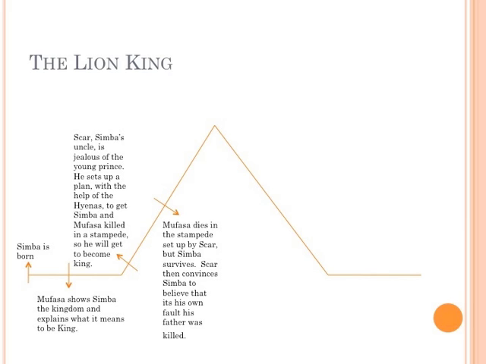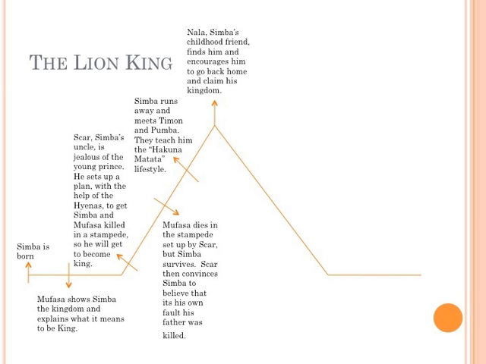In that stampede, unfortunately, Mufasa dies, but Simba survives. Scar then convinces Simba to believe that it's his own fault that his father was killed. So Simba, believing that it's his own fault, runs away and meets Timon and Pumbaa, and they teach him the Hakuna Matata lifestyle. Here we have the first part of the climax where Nala, Simba's childhood friend, finds him and encourages him to go back home and to reclaim his kingdom.